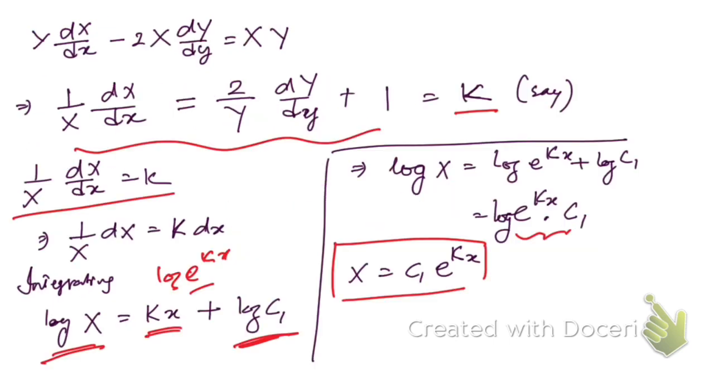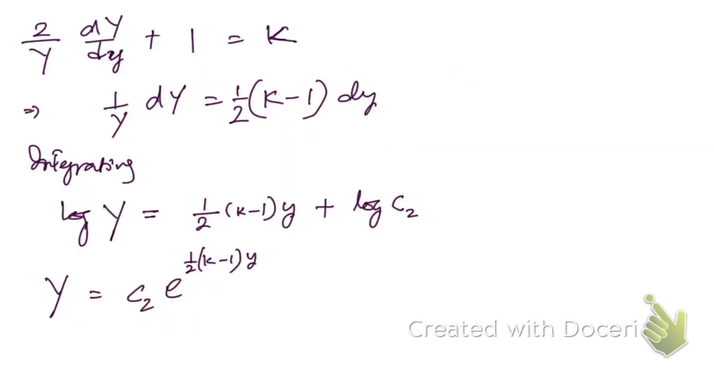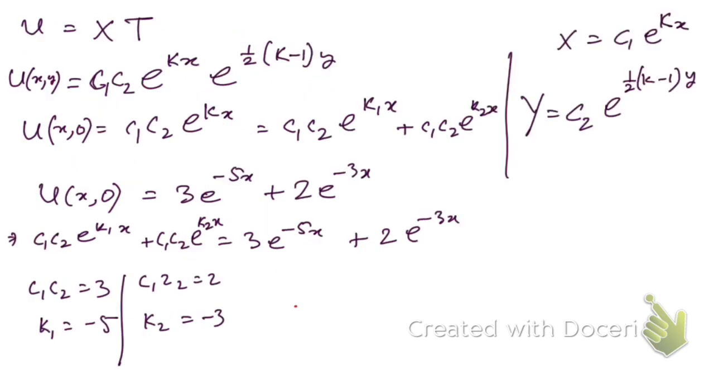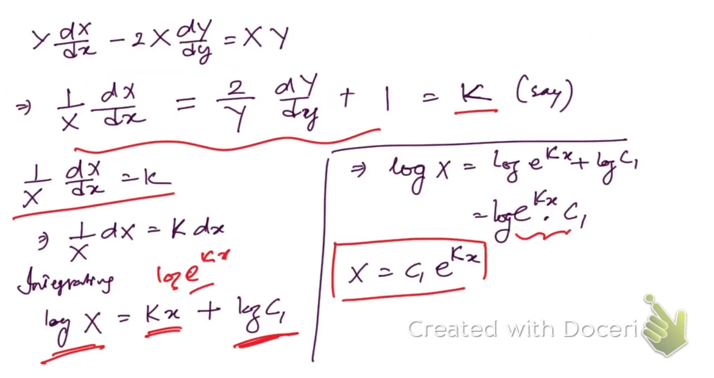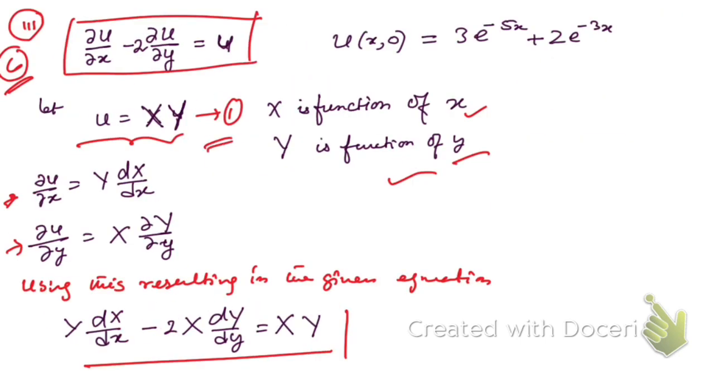Similarly, taking this part of the equation, solving this, we're gonna get y is equal to this one, right? So now we have got both x and y, and we have to put this in equation number 1. Let me write here, this is equation number 1.